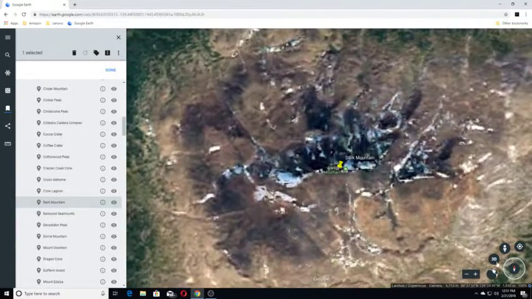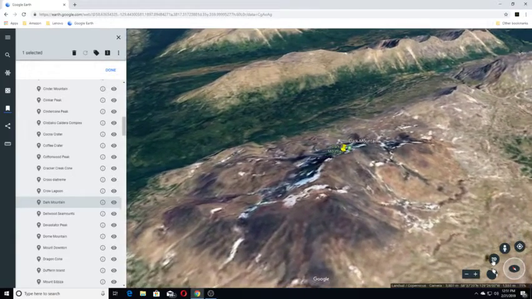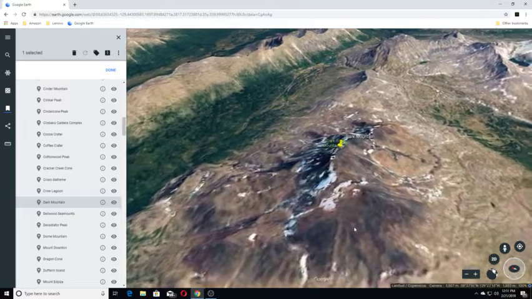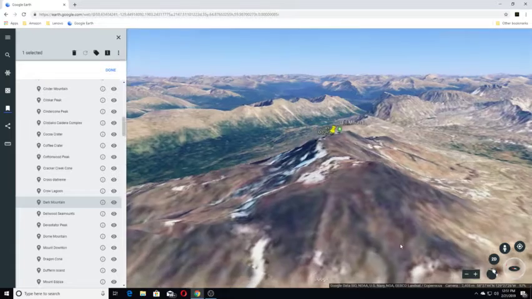We're going to back out a little bit. Dark Mountain is a subglacial mound. Now, they don't have any more information on it other than that, but it is a subglacial mound. We'll do a little tilt view here.